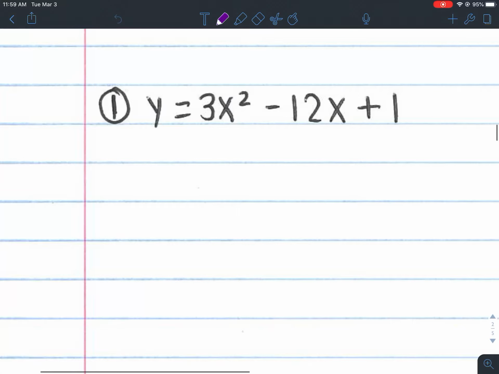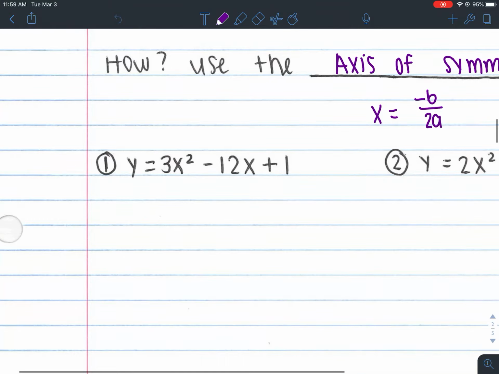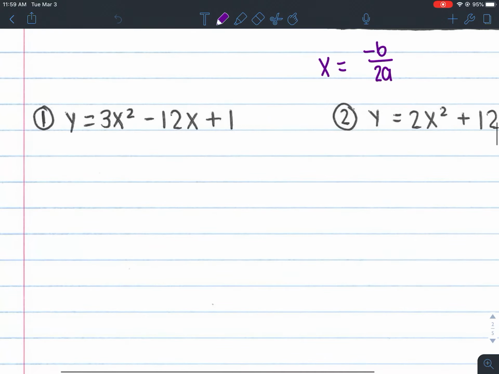We're given an equation in standard form. Okay, so we do not know the vertex unless we graph it, but we can't graph it. We need to find it by hand. So let's go ahead. The first thing I want to do is find the vertex. I have to find that. In order to find that, I got to find the axis of symmetry because that number is going to be the x value of my vertex.